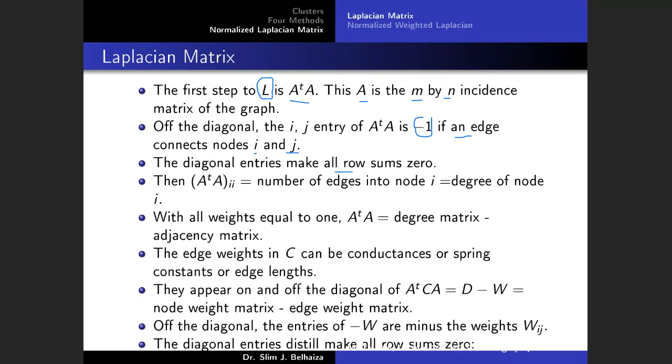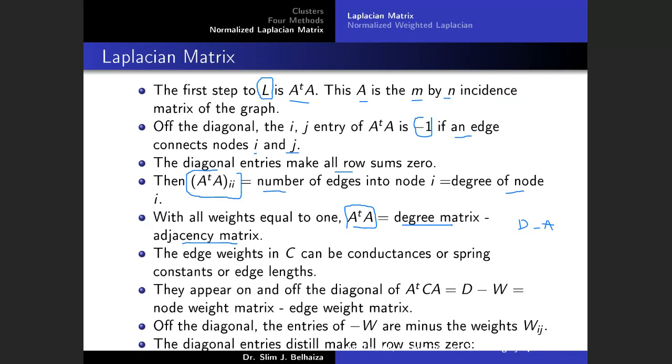Then on every diagonal you have the degree of the node R, the number of edges into the node R. Okay, so with all weights equal to 1, in the most simple case, ATA gives what? The degree matrix minus the adjacency matrix, as we've seen last time. So it's D minus A.